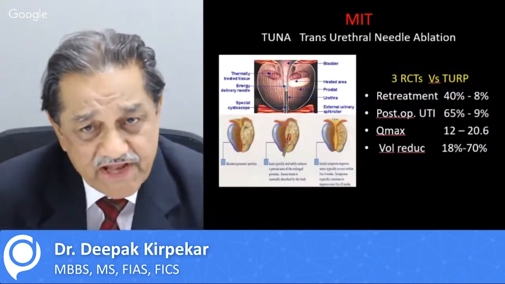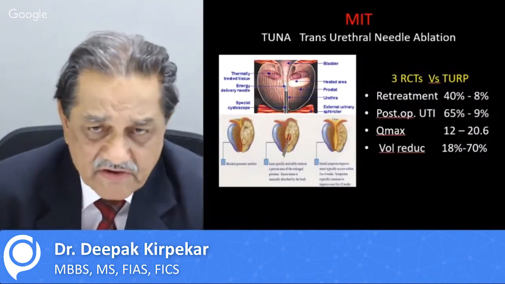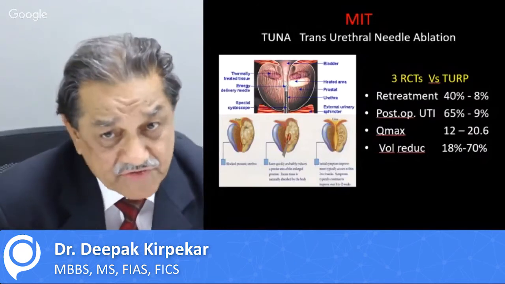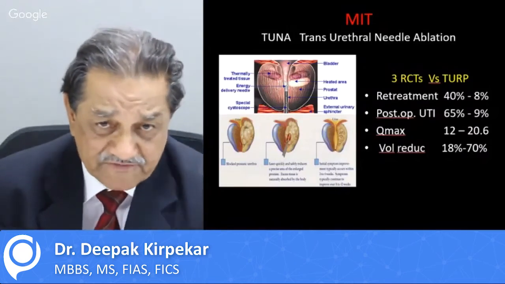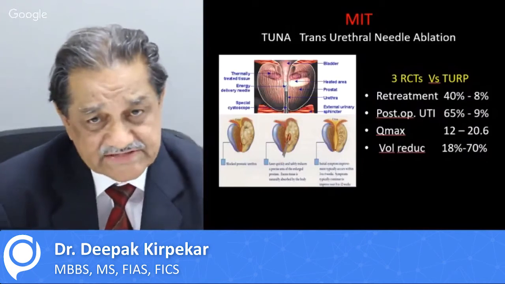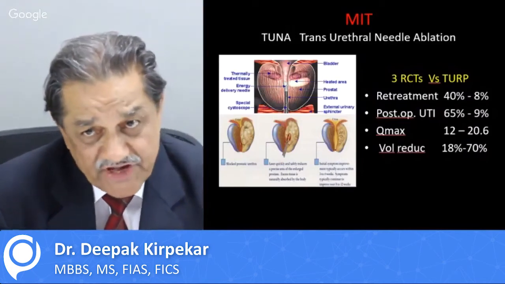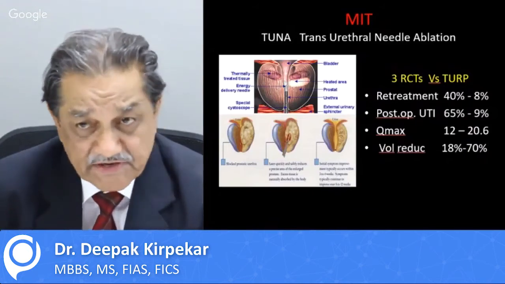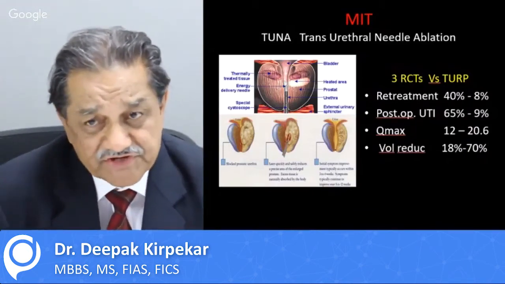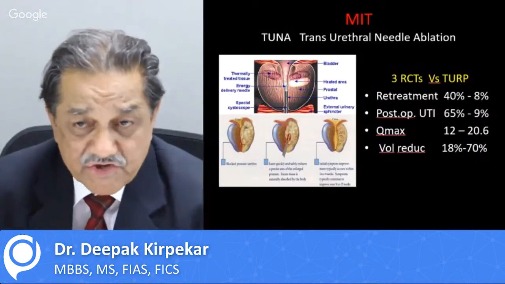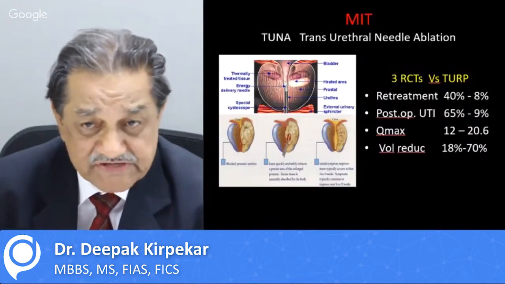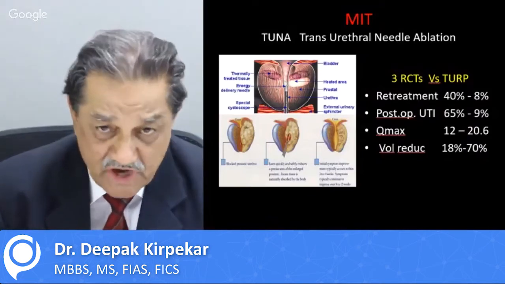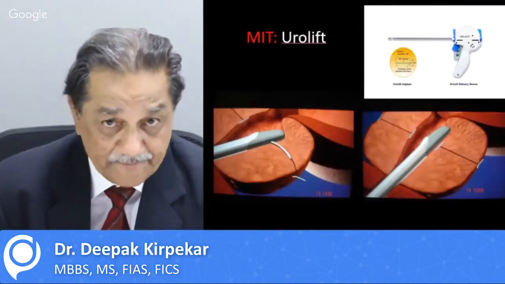Transurethral needle ablation again came in 1995, a radiofrequency needle insertion into the prostate transurethrally, which cooked a certain area of the prostate, hoping that it necrotizes and contracts. There are three RCTs versus TURP: retreatment rate 40% as compared to 8%, post-operative infection 65% compared to 9%, Qmax never improved more than 12%, and volume reduction was only 18%. So again, this is not in use anymore.